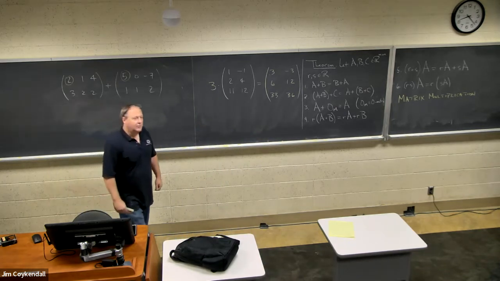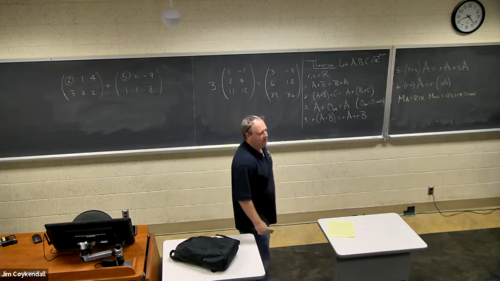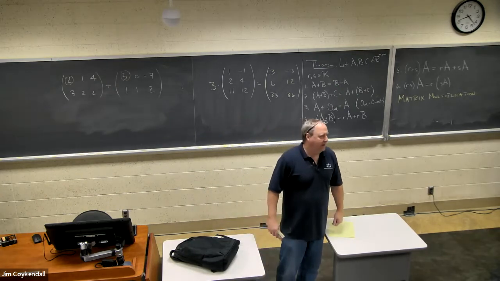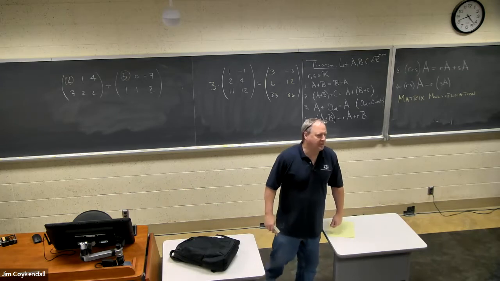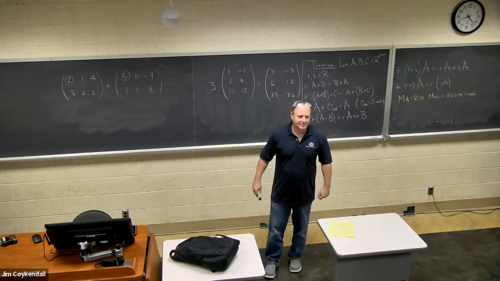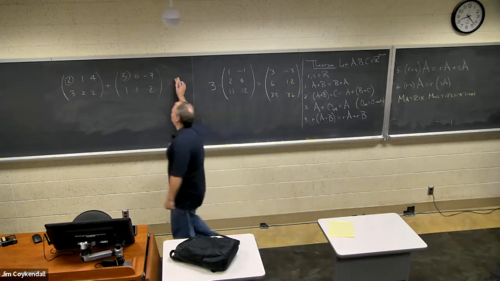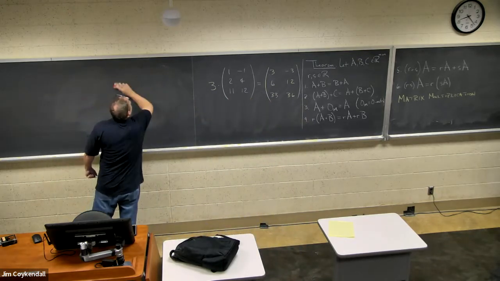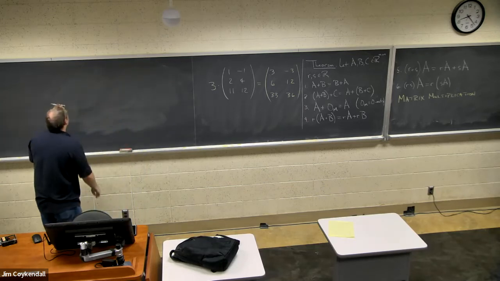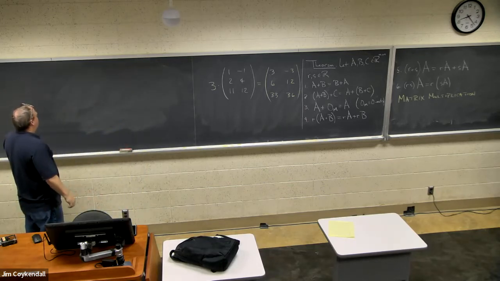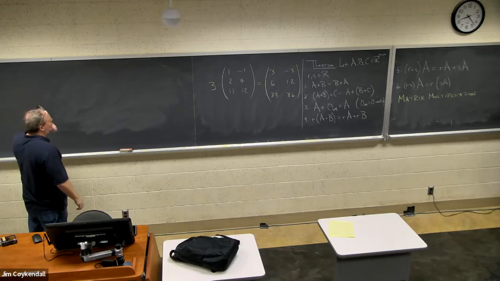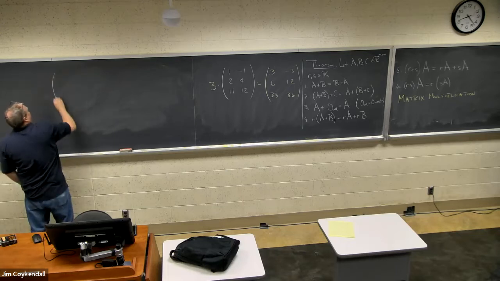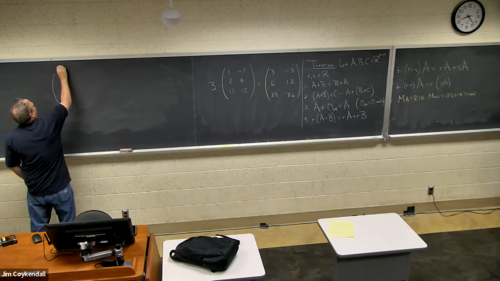By the way, suppose you have two matrices that you can add and you can multiply. What can you say about those two matrices? Square. The square. That's right. Okay, so let me kind of remind you here.